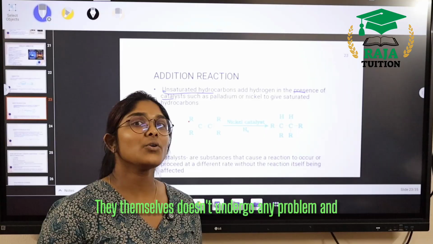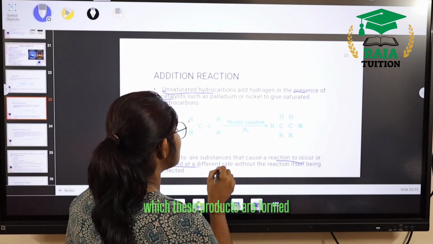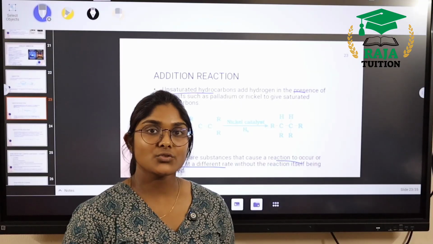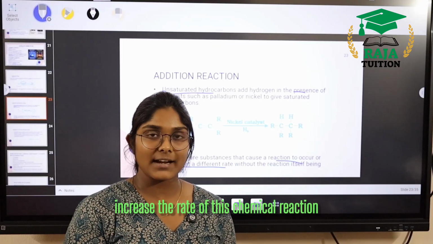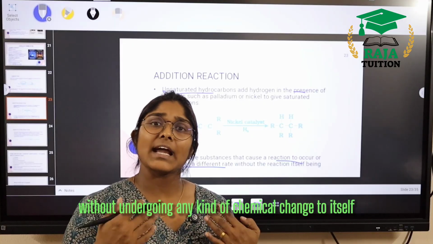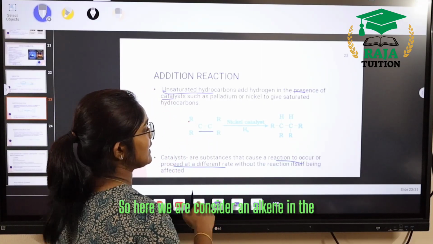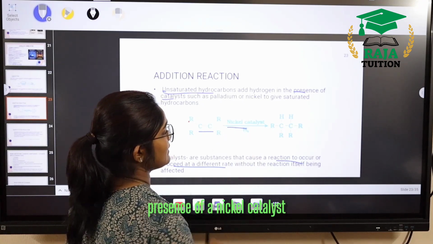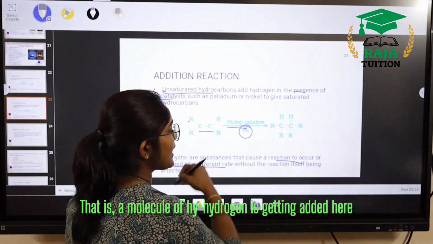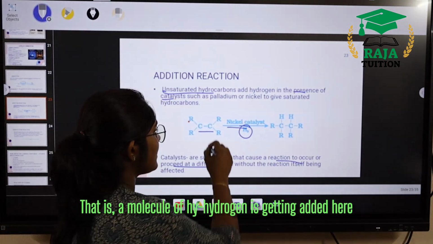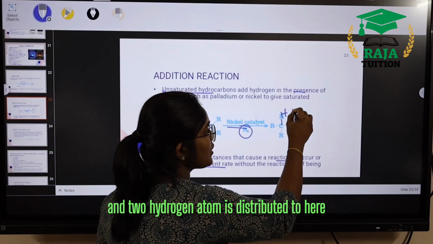They themselves don't undergo any change, but they increase the rate at which these products are formed. So catalysts are substances that increase the rate of a chemical reaction without undergoing any chemical change themselves. Here we consider an alkene in the presence of a nickel catalyst. They undergo hydrogenation, that is, a molecule of hydrogen is added. This double bond is broken and two hydrogen atoms are added.